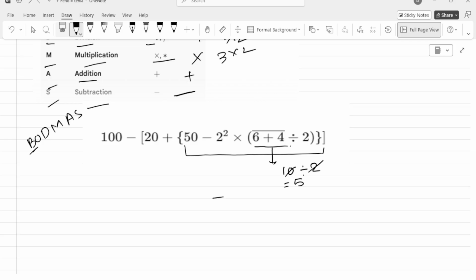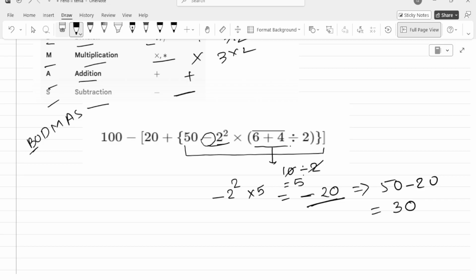Here first we come to 2 square into 5. As you know, always take the sign with it. Here the sign is negative, so minus 2 square into 5 is 20. Okay, here is the complete minus 20. Now calculate with 50. 50 minus 20, what is the answer? 50 minus 20 is 30.